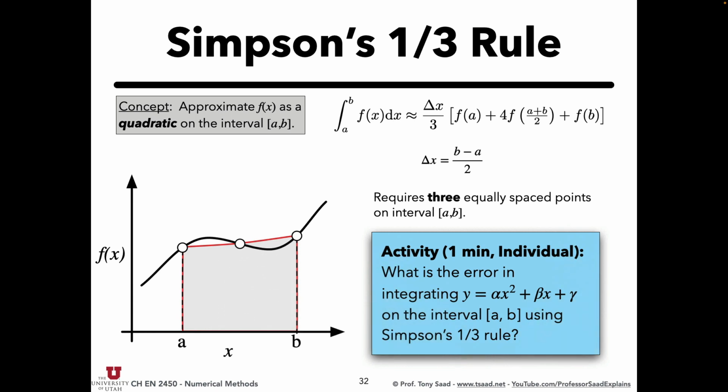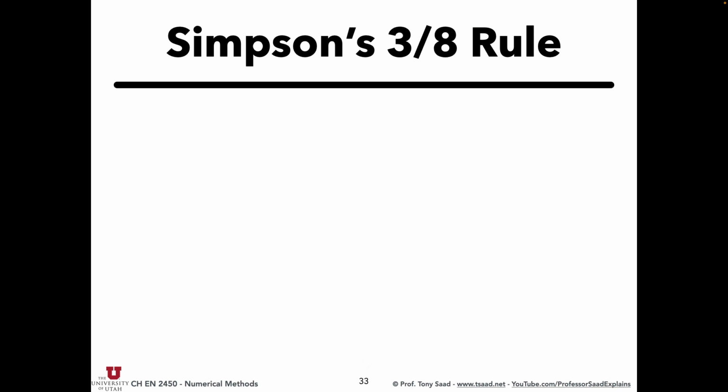All right. What is the error in integrating alpha x squared plus beta x plus gamma using Simpson's 1/3 rule? 0. Yes! Why? Because that function is already a quadratic. And Simpson's 1/3 rule approximates a function as a quadratic, right? And to fit a quadratic on a quadratic, you're going to get an exact quadratic. That's what interpolation tells us, right? So the error will be 0.